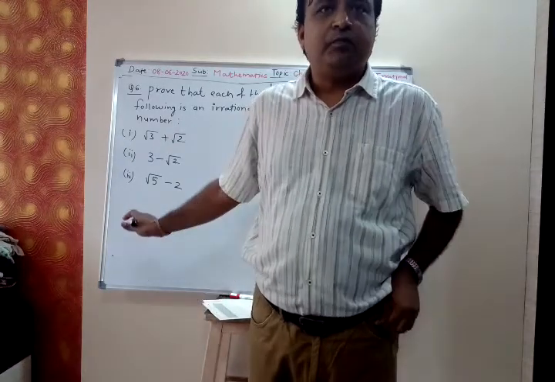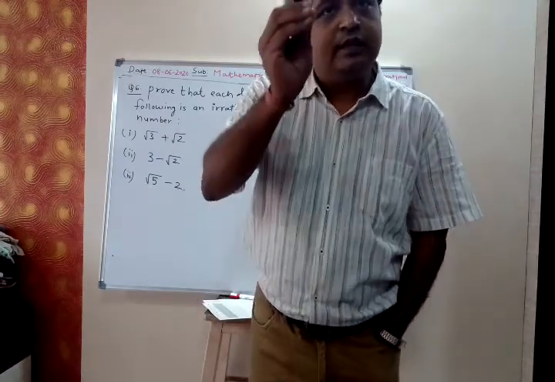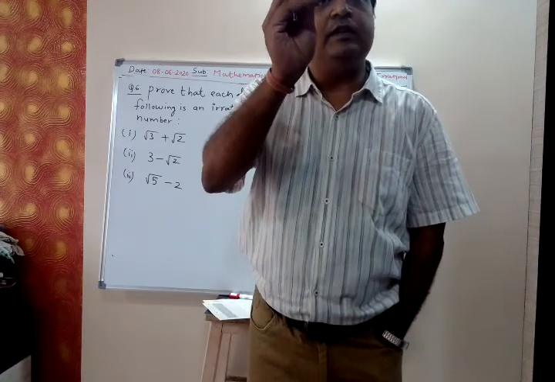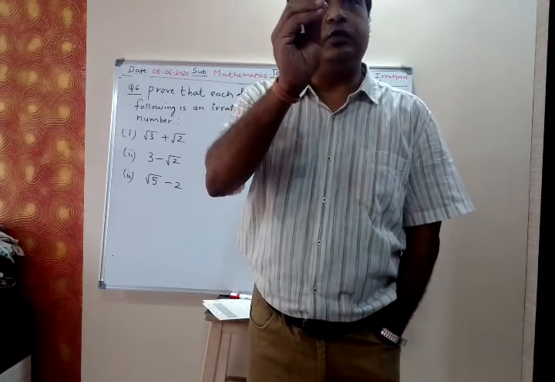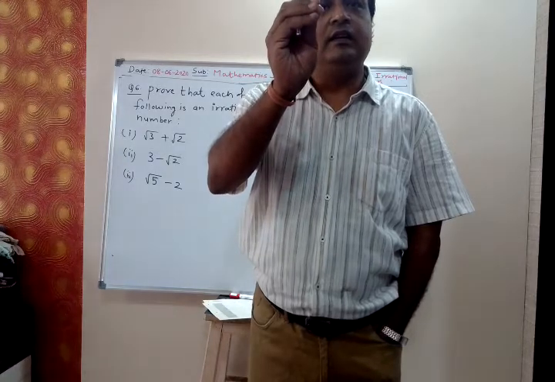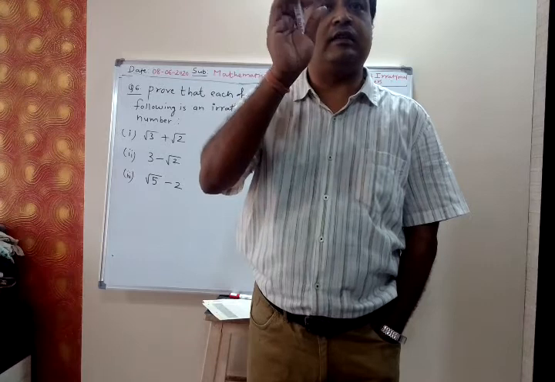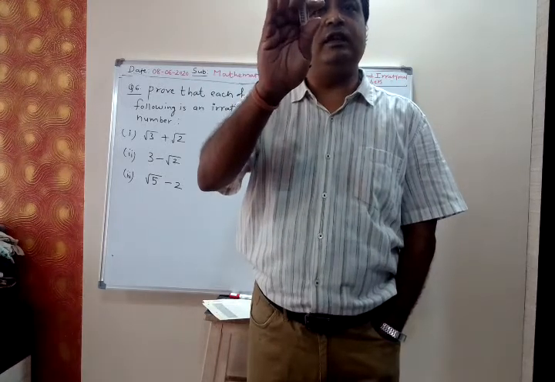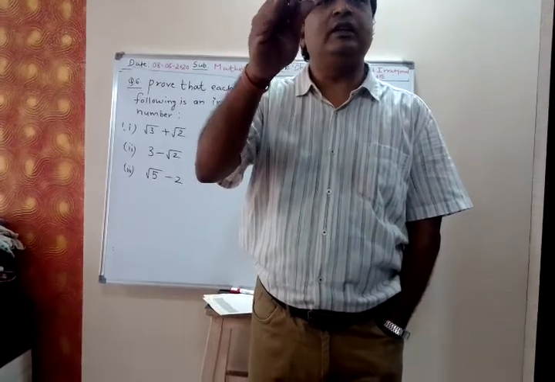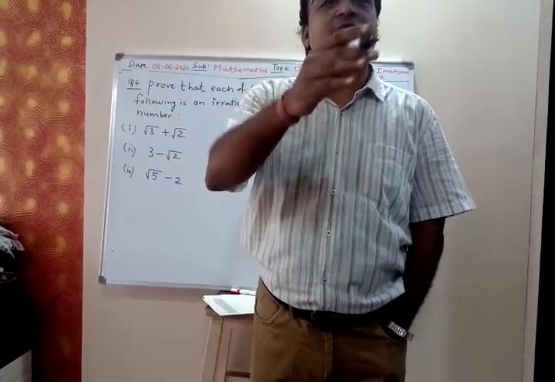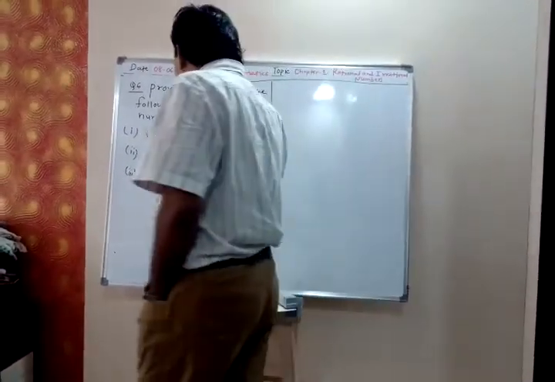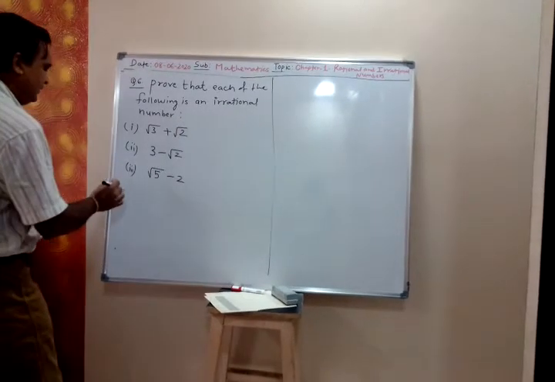Sir, for this problem we have to use the contradiction method. Yes. Normally, whichever problem it comes, show that it is an irrational number. In the maximum number of problems, this method of contradiction will work. So I will advise you to always use the method of contradiction in order to prove that it is an irrational number. Yes, sir. So let us prove the first one.